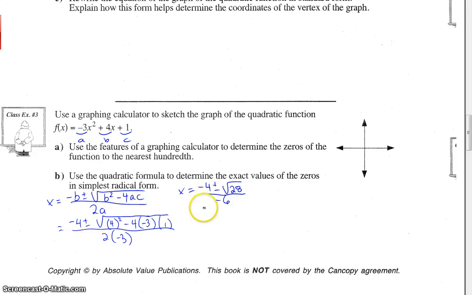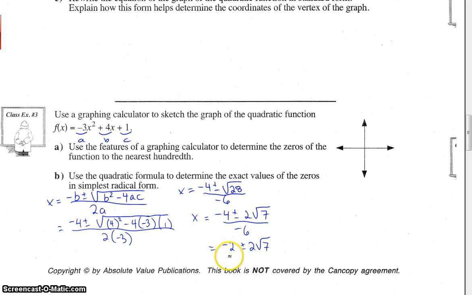Okay, we subbed that in and got it simplified to this, but they want the simplest radical form. So we need to simplify that radical into 2 root 7. And then I would reduce -4, 2, and -6, followed by 2, so we would finally get -2 plus or minus 2 root 7 over -3. Let's change all those signs so they're positive. And there we go. That would be your exact value.